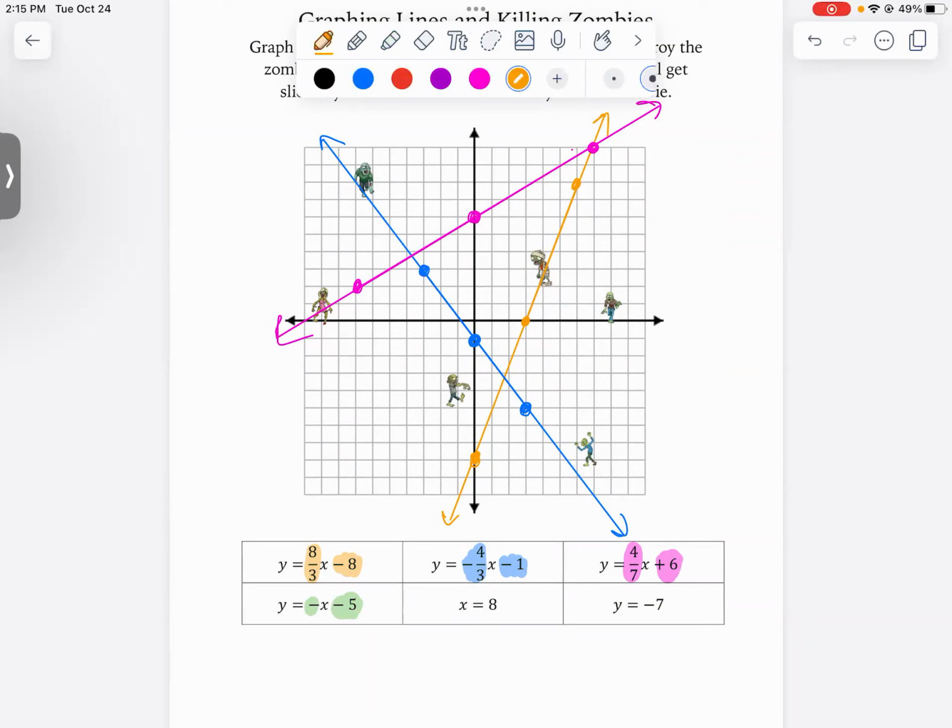Yep. Okay. What is the slope for this line right here? -1. Okay, this slope is -1. There's not a number, but it's an implied 1. So we're going to start at -5, and our rise over run is 1/1, but it needs to be negative. So either down 1, right 1, or up 1, left 1, and we kill this zombie right here.